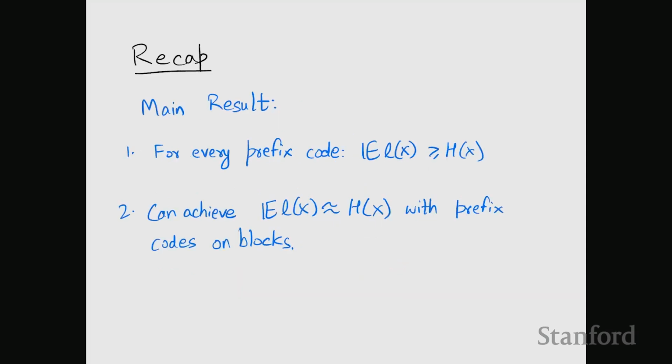Then the other big thing we did last lecture was the main result, the real main theorem of lossless compression, that for any prefix code, and in the homework you will see for any uniquely decodable code, the expected code length is lower bounded by the entropy. So you cannot do better than the entropy. And the other part was that you can actually achieve entropy or get arbitrarily close to entropy if you work with blocks.